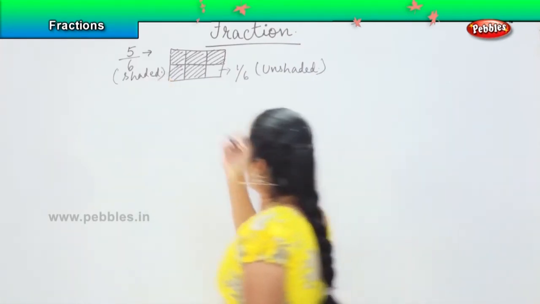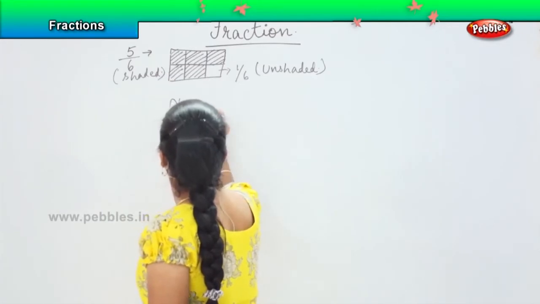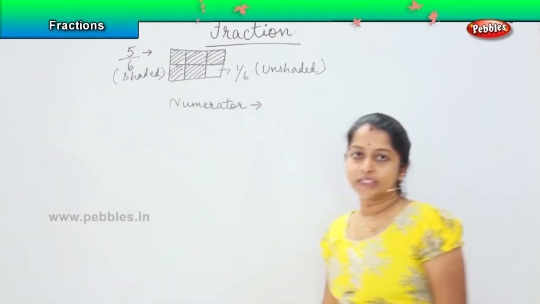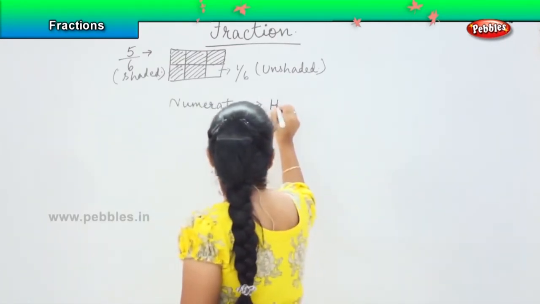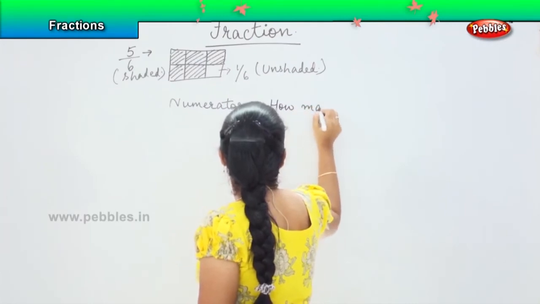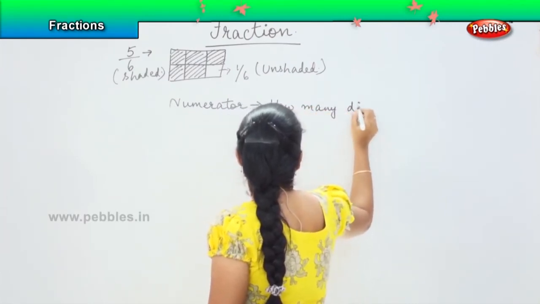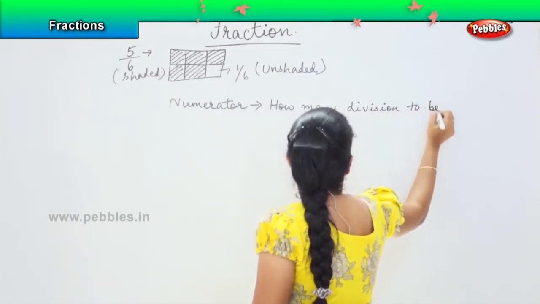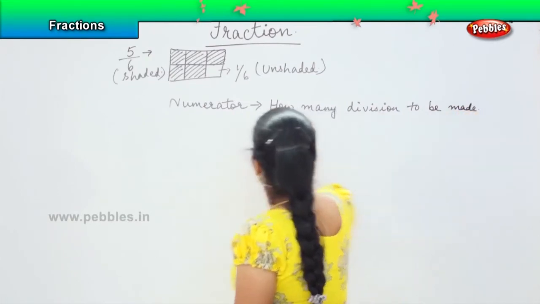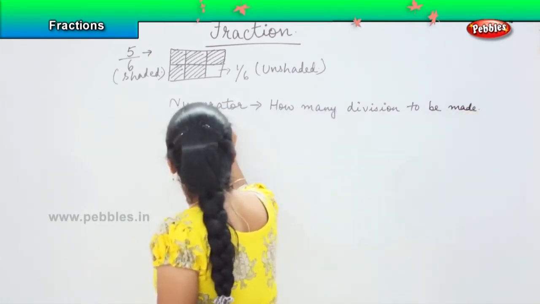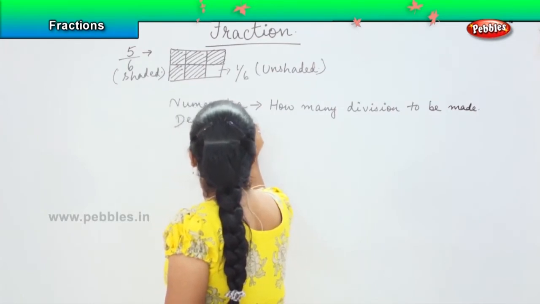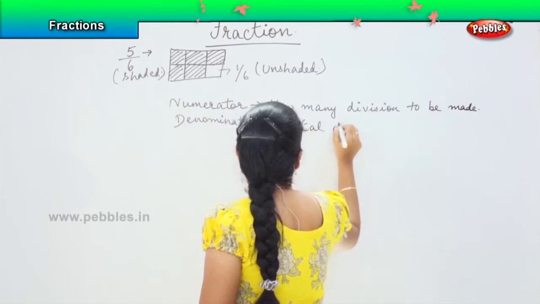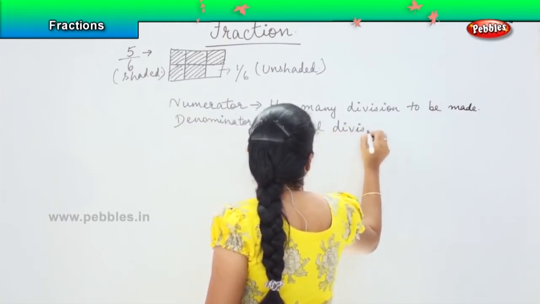Okay. So the numerator usually tells me how many divisions are to be taken, okay, and the denominator tells me the total divisions made.